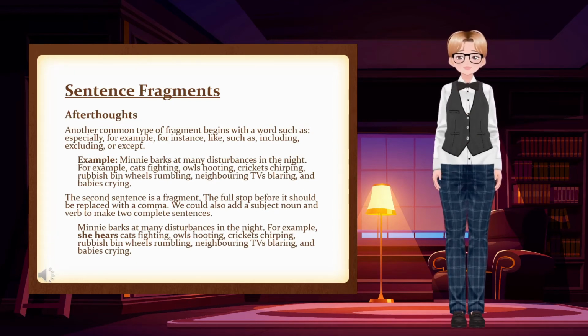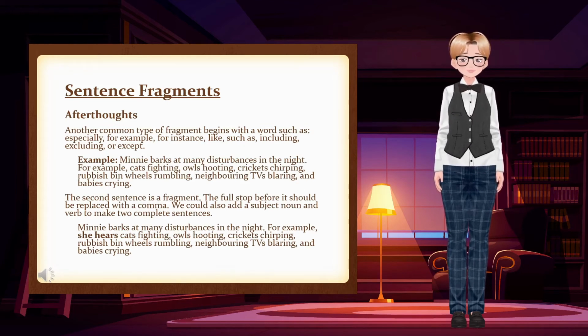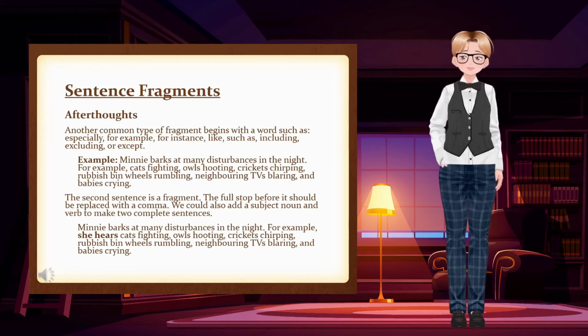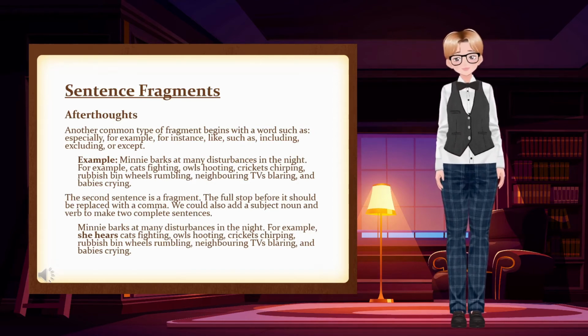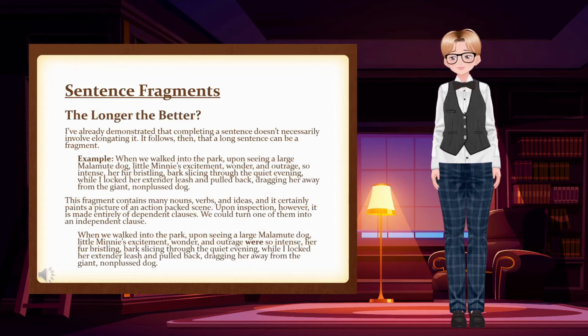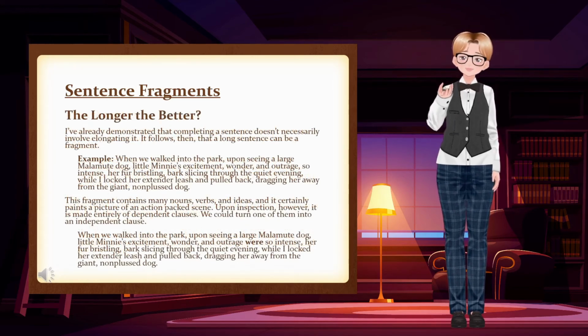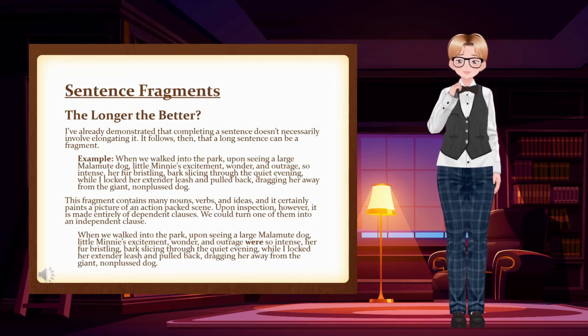We could also add a subject noun and a verb to make two complete sentences. Minnie barks at many disturbances in the night. For example, she hears cats fighting, owls hooting, crickets chirping, rubbish bin wheels rumbling, neighbouring TVs blaring, and babies crying. The longer the better? I've already demonstrated that completing a sentence doesn't necessarily involve elongating it. It follows then that a long sentence can be a fragment.